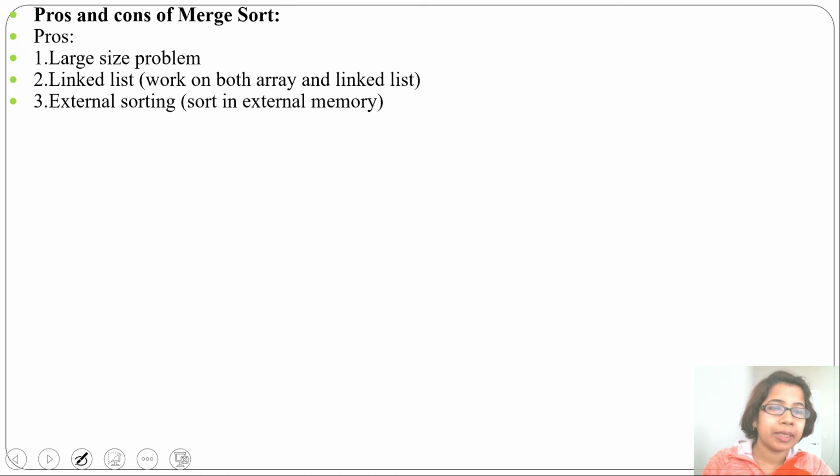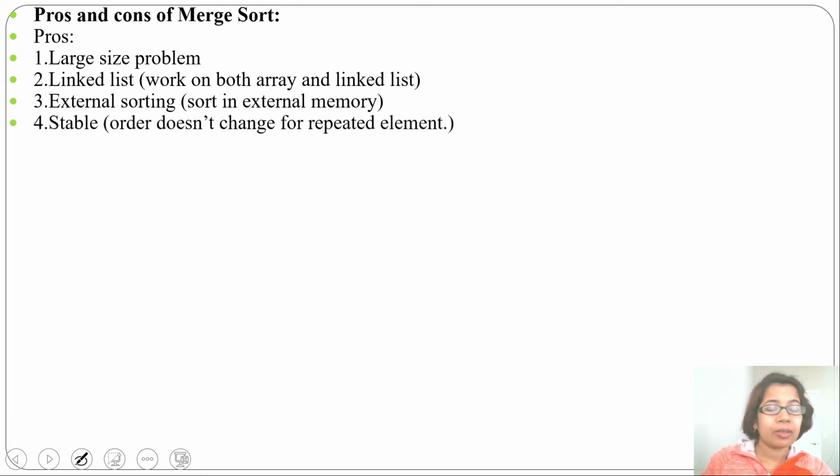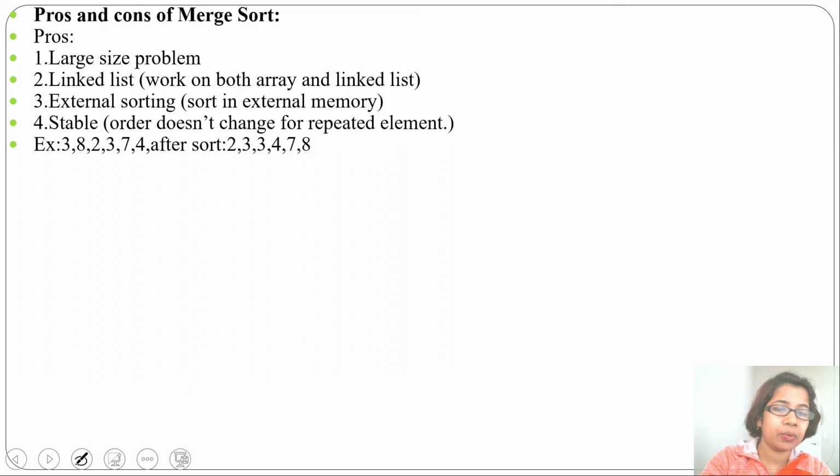Next pro, it is external sorting. It sorts in external memory, and it is also stable. Stable means the order doesn't change for repeated elements. Let's take an example. Suppose 3 8 2 3 7 4, and after sorting we'll get 2 3 3 4 7 8. So first this 3 will come, then this 3 will come, so the order will not change. Suppose these are marks, this mark is for person X, this mark is for person Y, then X's mark will come first, then Y's mark will come.